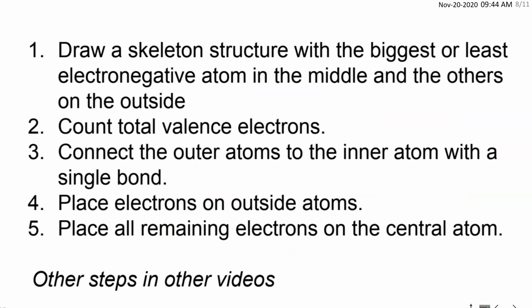Okay? Now, in order to draw the Lewis structure for a molecule, you draw what's called a skeleton structure with the biggest or least electronegative atom in the middle and the others on the outside. Then we have to count the total number of valence electrons. Then we connect the outer atoms to the inner atom with a single bond. Then we place the electrons on the outside atoms. Then we place all the remaining electrons on the central atom. Okay?